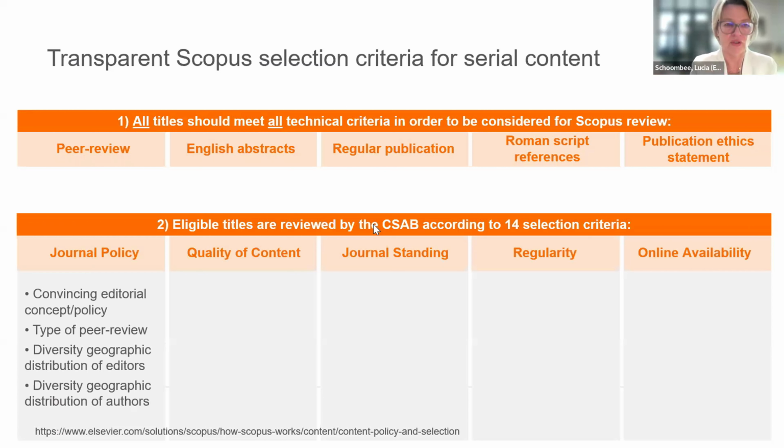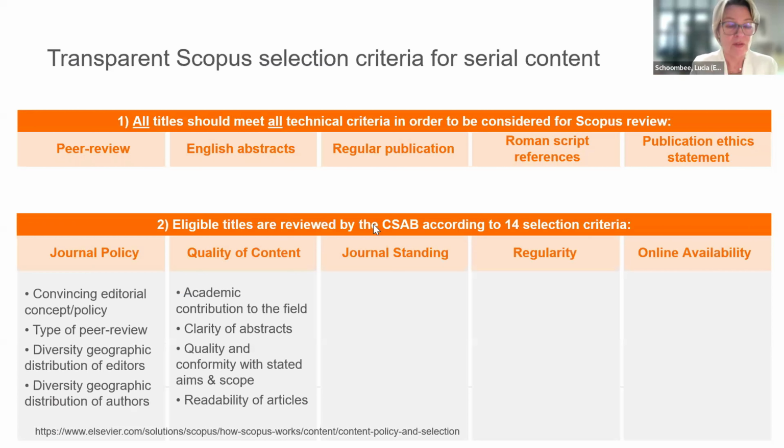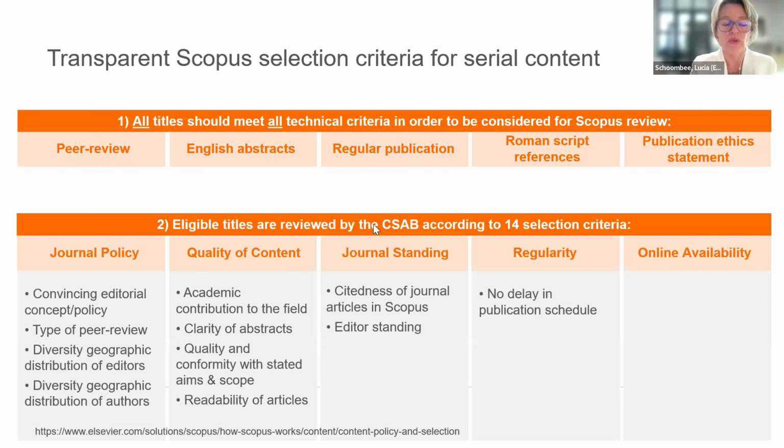So you can see they look at the journal policy, the quality of the content, the journal standing. So who's the editor, who's the editorial board? Are there any gaps or any irregular publication trends? Because this is also one of the things where we sometimes can see that a journal might be predatory, because there's a big change in the profile of the journal.